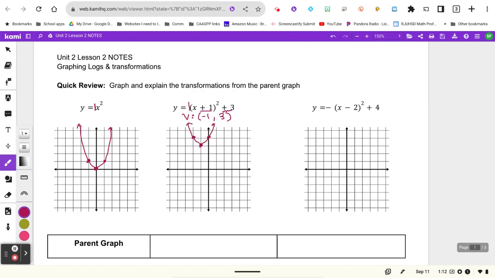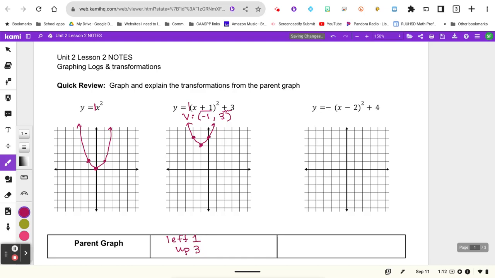And with this one, we can describe how it has moved. We know that it has moved to the left 1, and it moved up 3.